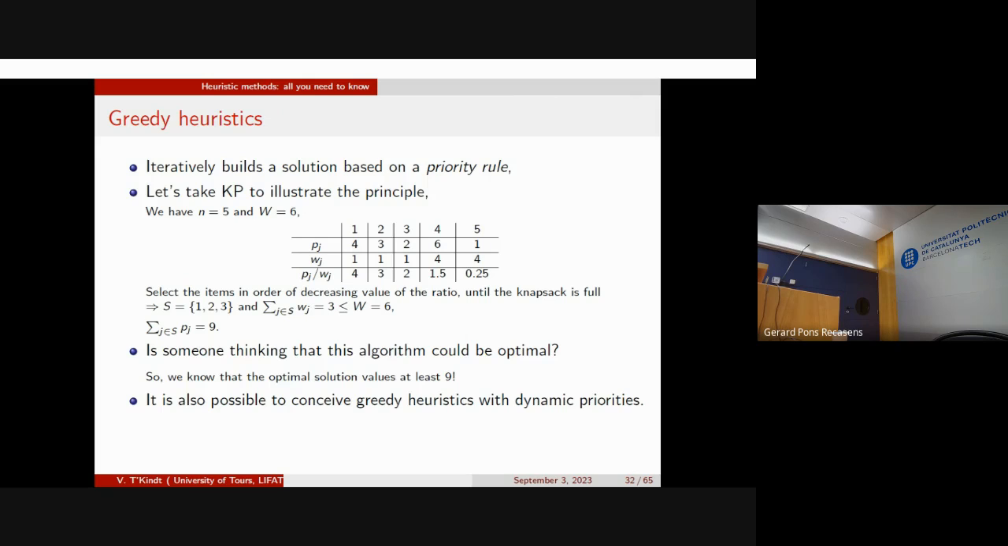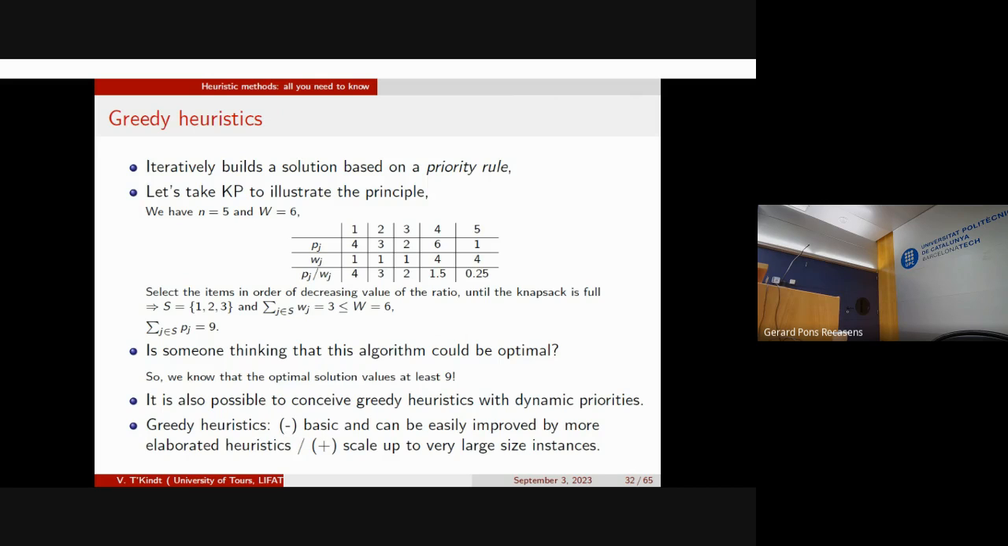In greedy algorithms, they are very simple. You just have to define your priority and build a solution following that priority. You can also have dynamic priorities, so that each time you take a decision, you recompute your priorities and update them, and you continue solving. They are very, very simple algorithms. They are very basic, so that's kind of a drawback, and they can easily be improved by more elaborate algorithms. But that's the first type of heuristic you should think about.